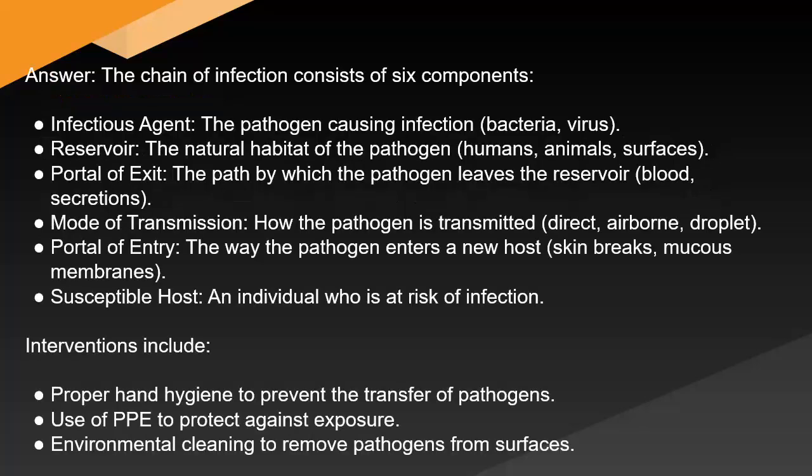Answer: the chain of infection consists of 6 components. Infectious agent, the pathogen causing infection, bacteria, virus. Reservoir, the natural habitat of the pathogen, humans, animals. Portal of exit, the path by which the pathogen leaves the reservoir, e.g. blood, secretions. Mode of transmission, how the pathogen is transmitted, direct, airborne, droplet. Portal of entry, the way the pathogen enters a new host, e.g. skin breaks, mucous membranes. Susceptible host, an individual who is at risk of infection.